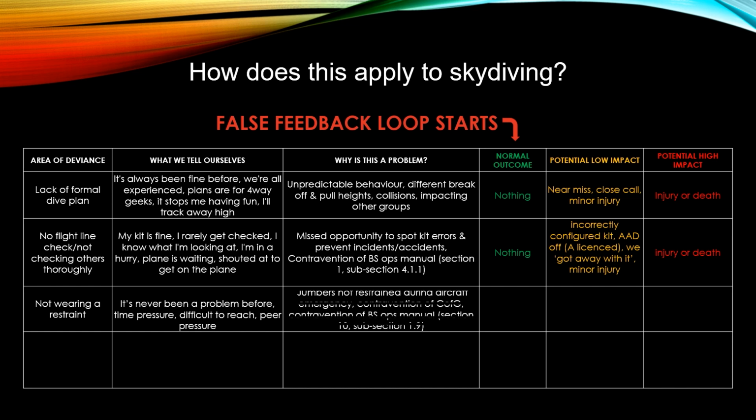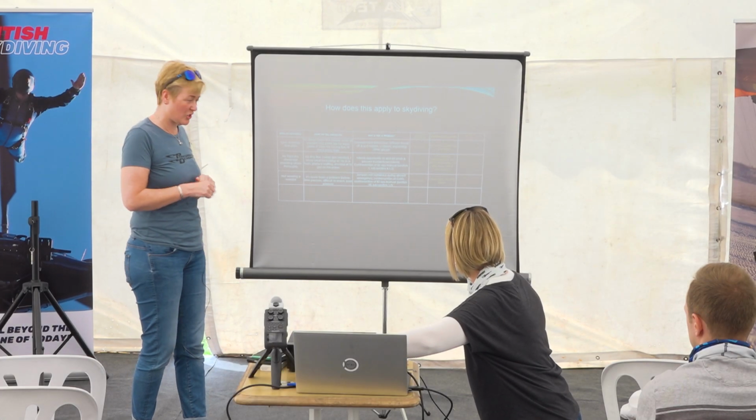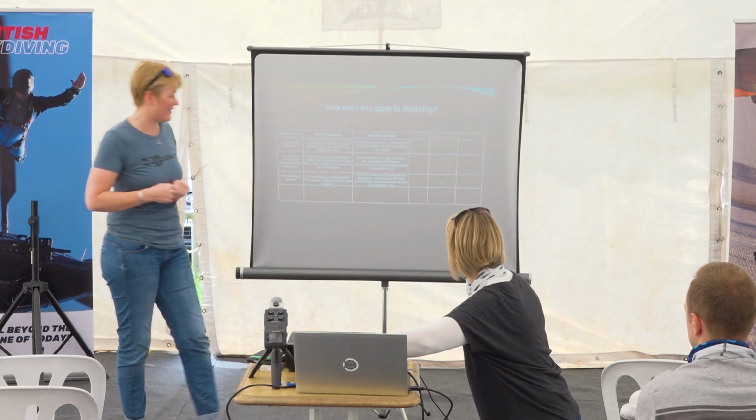It'll be fine. It's a problem because jumpers are not restrained while the aircraft is moving. Even if it's not an emergency, even if another plane comes into land and they put the brakes on, you're still going to move. If there's an aircraft emergency, God forbid, during takeoff, you're not strapped in. You're suddenly a ballistic missile in the middle of the plane, which is also why we attach our helmets. You're also in contravention of the BPS, the British Skydiving Ops Manual, by the way, by not wearing a restraint if the plane has them. Normal outcome, nothing. I've been on a plane tons of times without a restraint, nothing happened. Potential low impact, you get a bit squashed, you might slide forward a little bit, nothing really. But what is the potential impact, which you all know by now? Injury or death. And just because it's been fine every other time doesn't mean it's going to be fine this time.